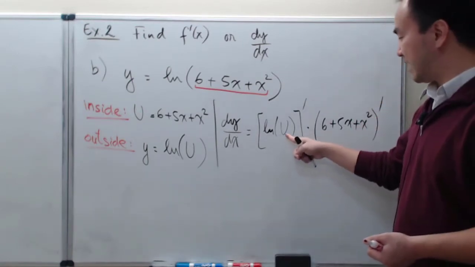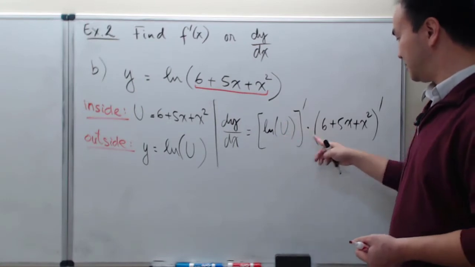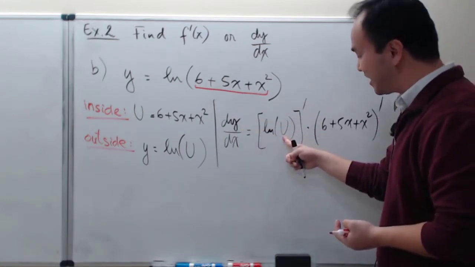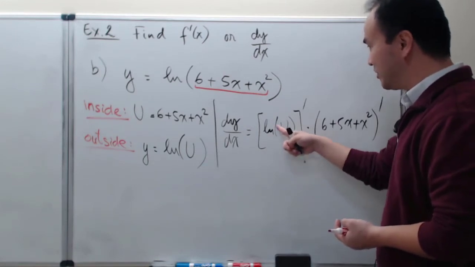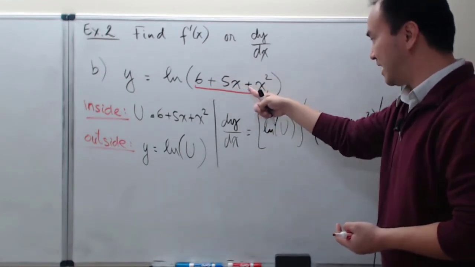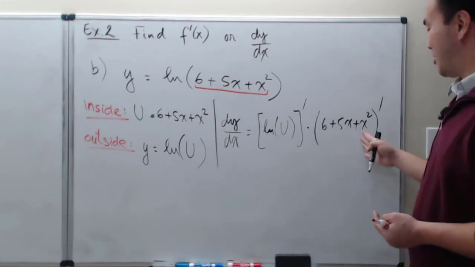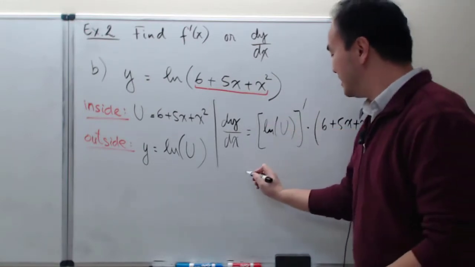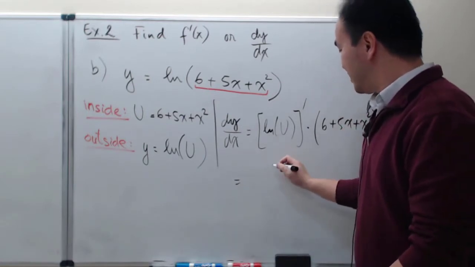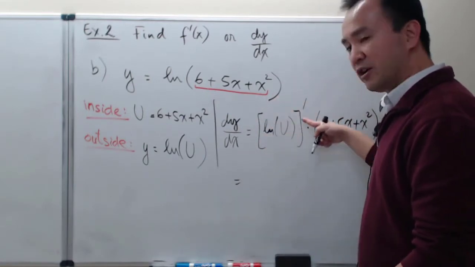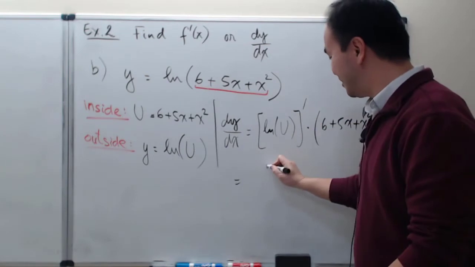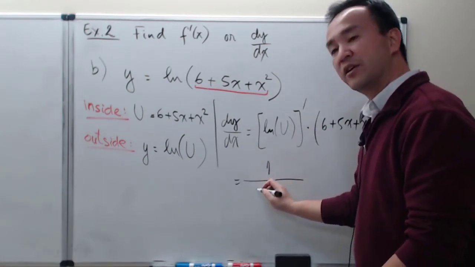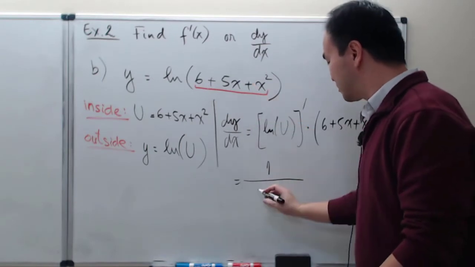And then remind yourself that this u right here, because I was short of space, I should have written as all that 6 plus 5x plus x squared right there. But because I was a little short of space, I wrote that as a short variable. But now, you see, the derivative of natural log is 1 over u. Okay, but now instead of writing u, I'm just writing the original expression inside of u.